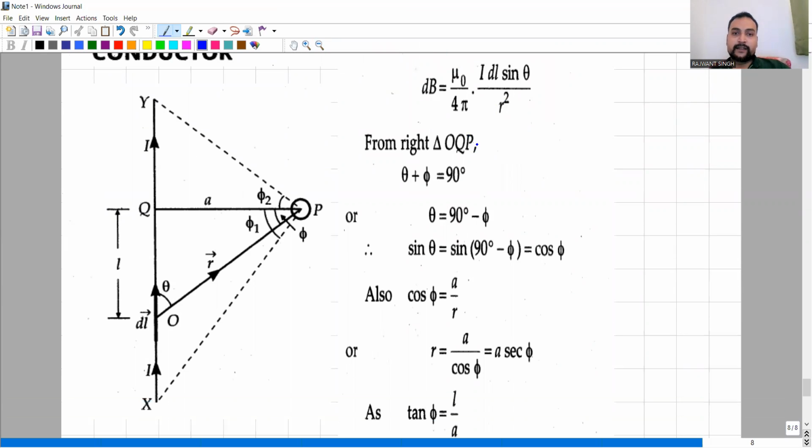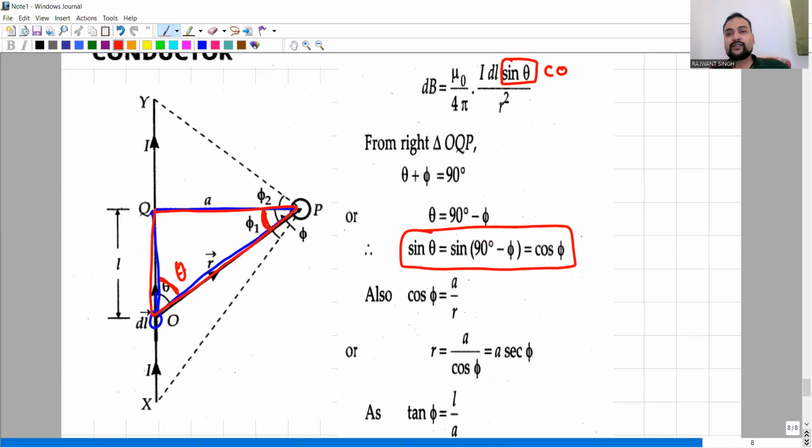Now look at this diagram again. From the right angle OQP, this angle, this is a right angle, as we can see. Now in this, this angle is theta, and this angle is phi 1. So let's take this as phi right now. So here theta plus phi will be equal to 90 degrees. That means theta will become 90 minus phi, and as theta is 90 minus phi, sine theta will become cos of phi. So we can replace the value of sine theta and write it as cos of phi.